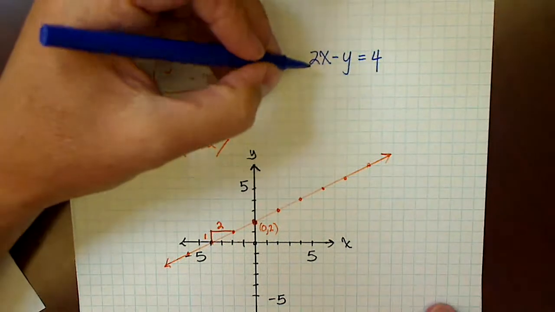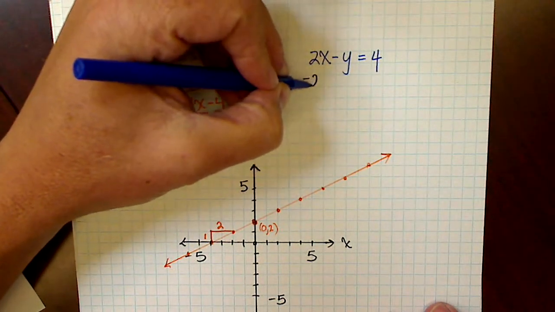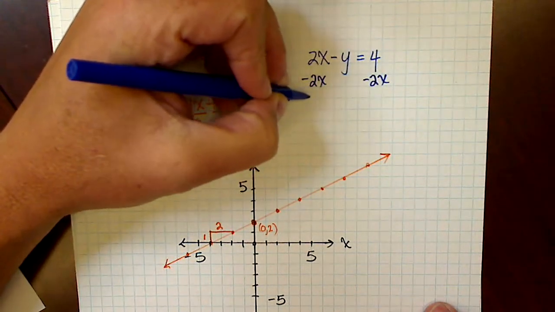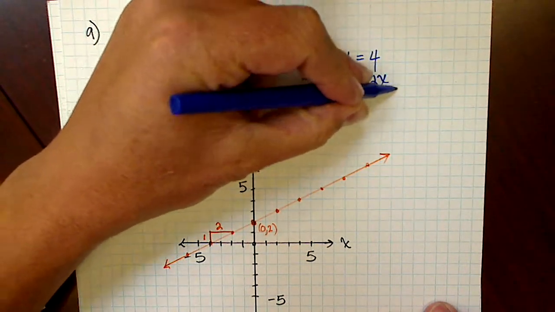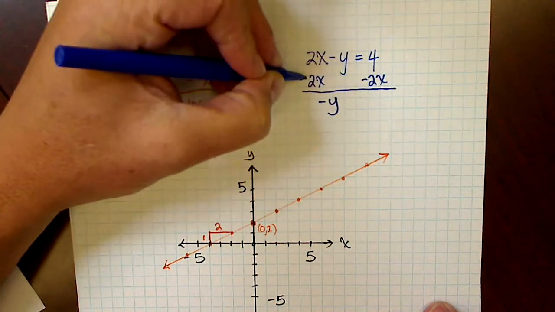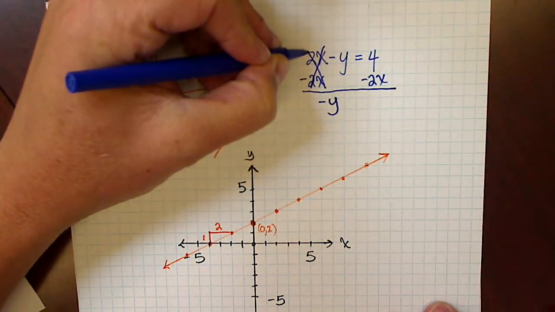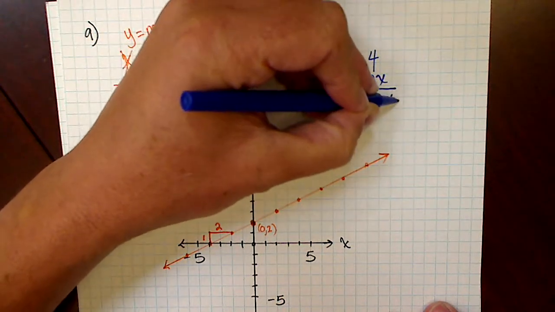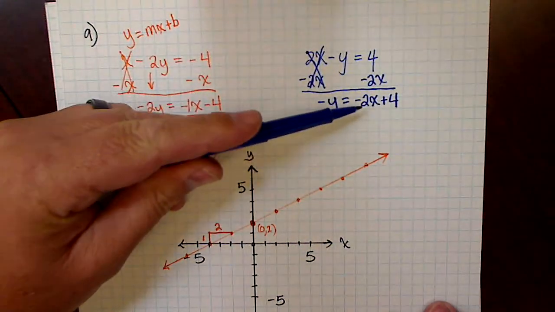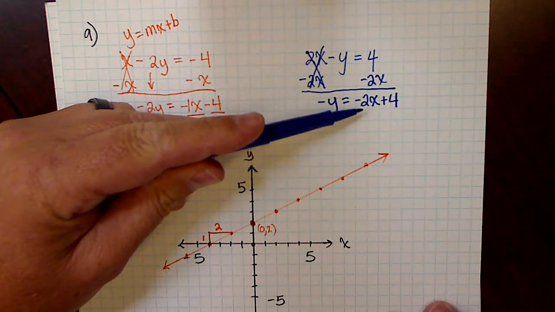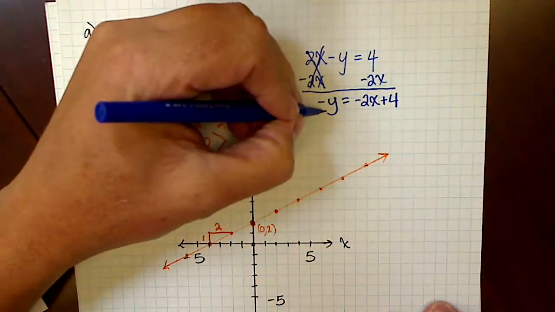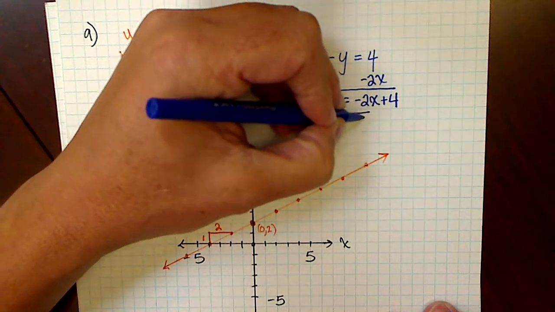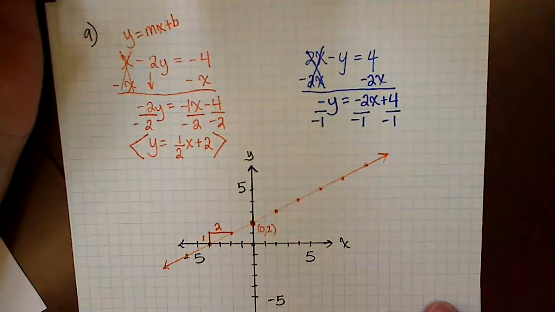Blue equation, I'm going to move the 2x by adding the opposite. I end up with negative y on the left-hand side. Remember, this goes away. Equals negative 2x combined with a positive 4. I want my x as the first term on the right-hand side here. Divide by negative 1. Remember that negative sign, you guys. Pay attention to those signs. And I have to do that for every single term.